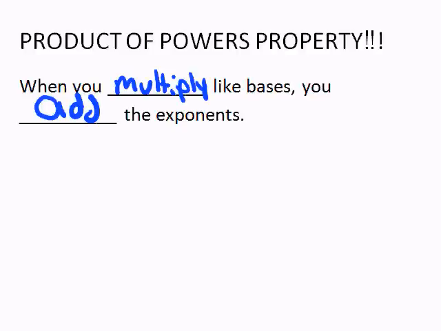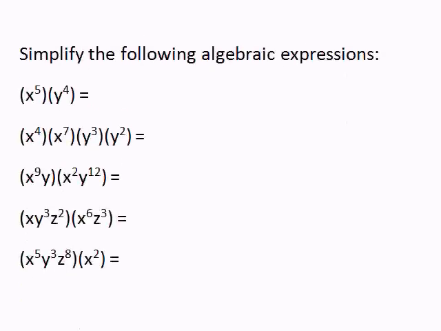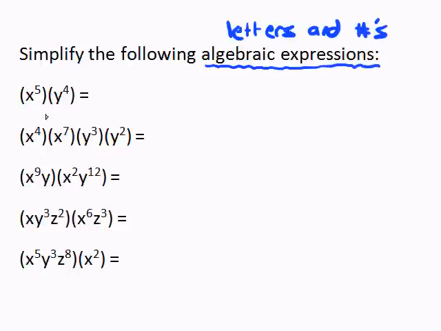Alright, let's take a look at some actual problems where we're going to have to do something called simplify. Y'all, simplify in this instance just means that we're going to make it look a little simpler by using our property we just learned. Okay, by the way, these things are called algebraic expressions because they contain letters and numbers. X to the fifth times y to the fourth. What do you suppose that equals?